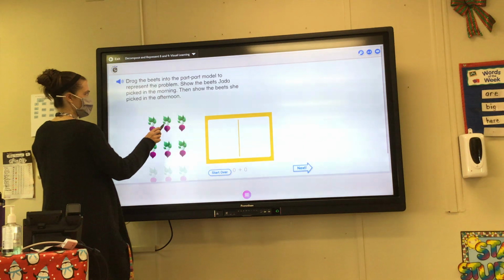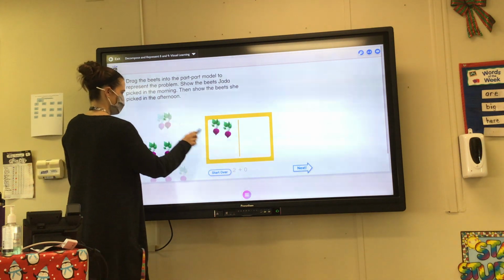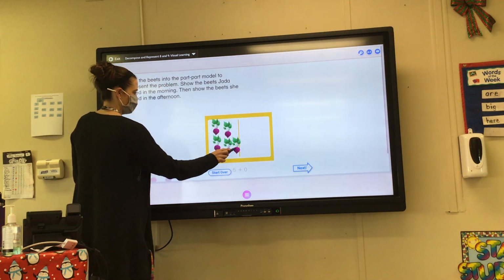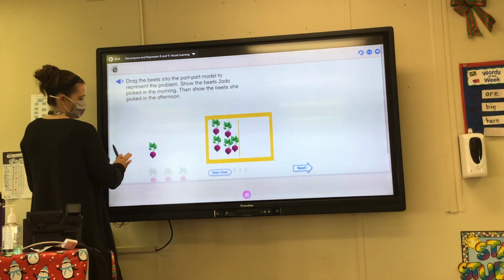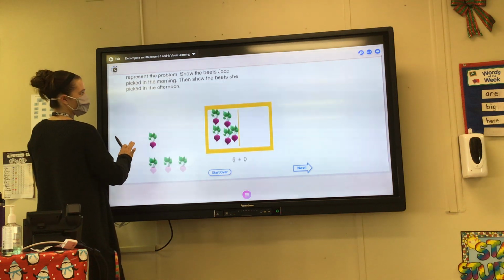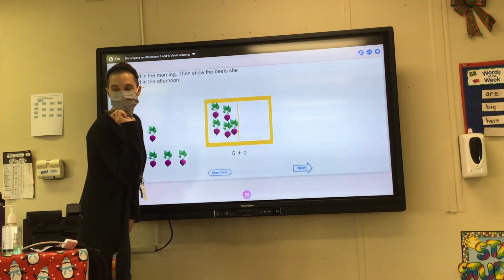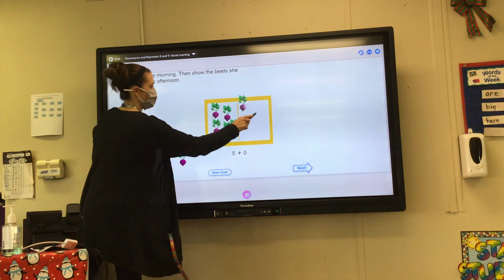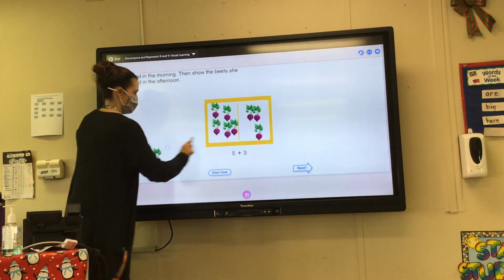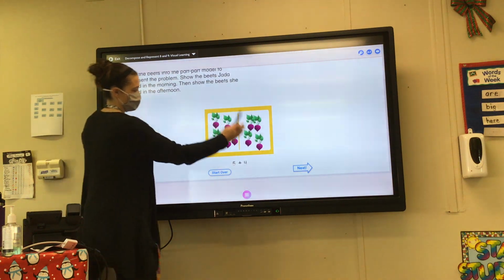So how many were in the first part? 5. 1, 2, 3, 4, 5. She picked first in the morning. And then how many beets did she pick in the afternoon? 4. So we put 4 in the other part. 1, 2, 3, 4. Okay, 5 plus 4, the part model.